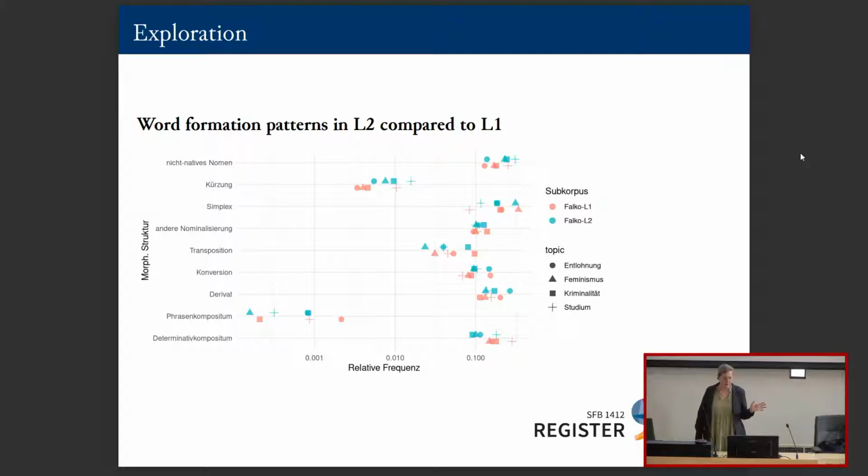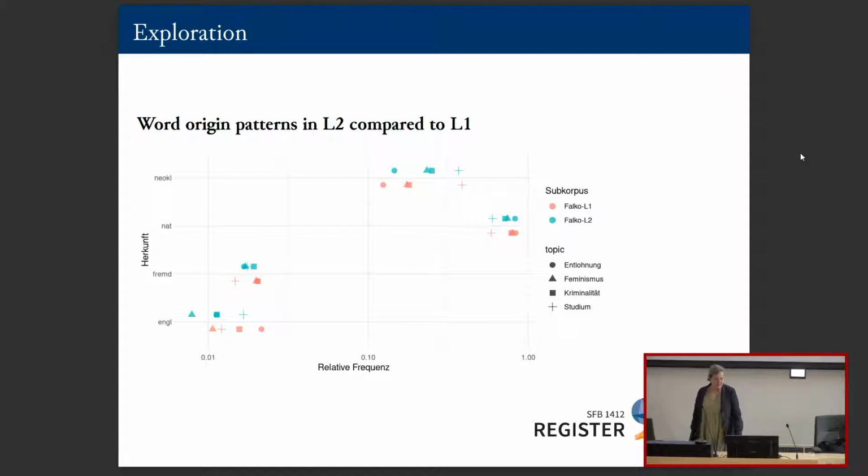If you look at the word formation patterns, again, we have the Falco L1, the red and the blue or green, whatever that color is, turquoise, L2, and the different topics. And you see the differences between the topics. You see here, the learners and the L1 speakers are not so different from each other. The topics are more different than the learners versus L1 in most cases. There are some interesting differences that could be looked into, but in general, it's fairly similar.